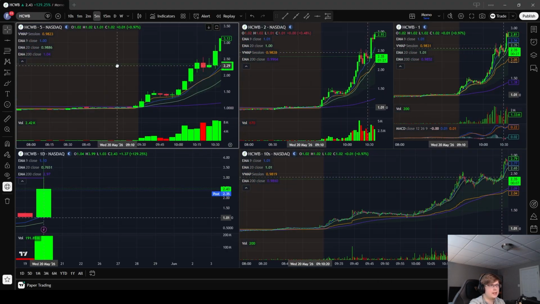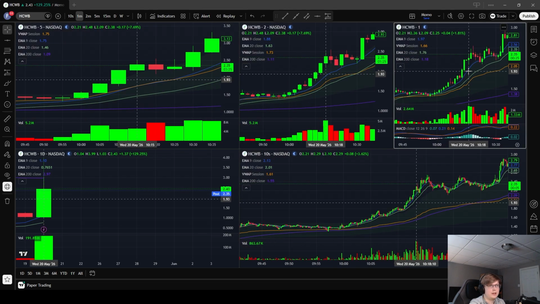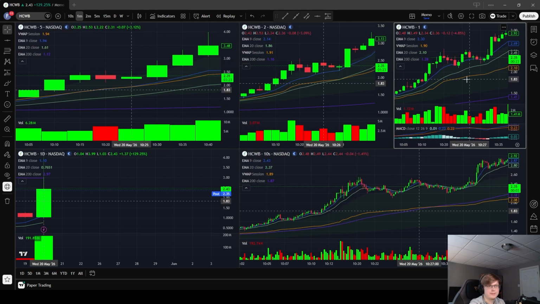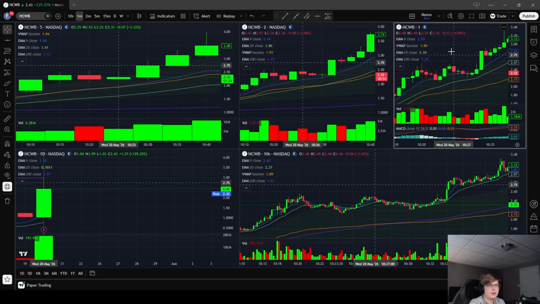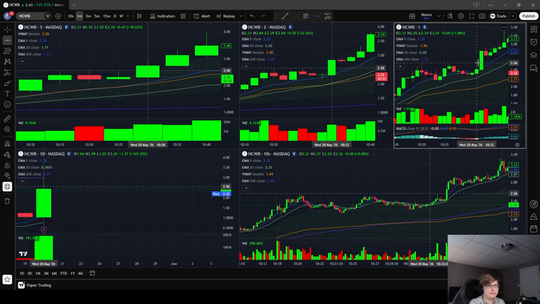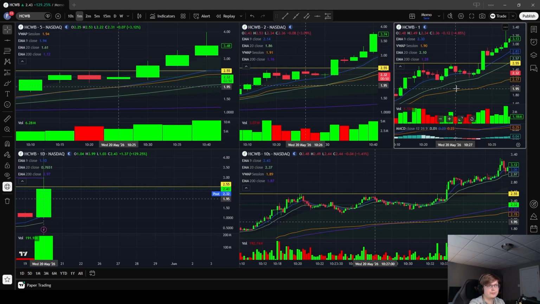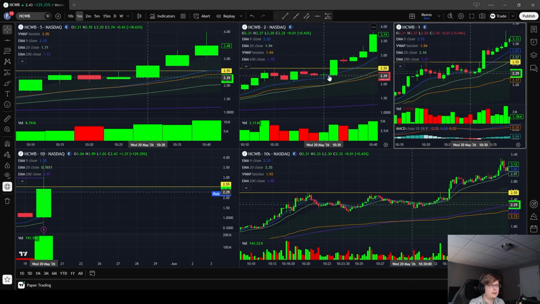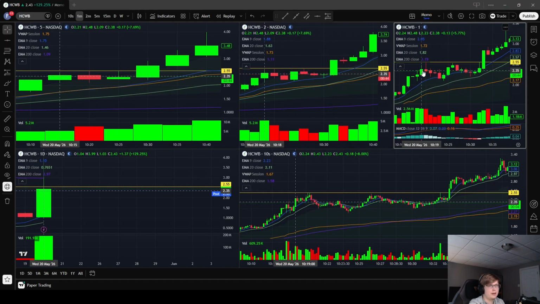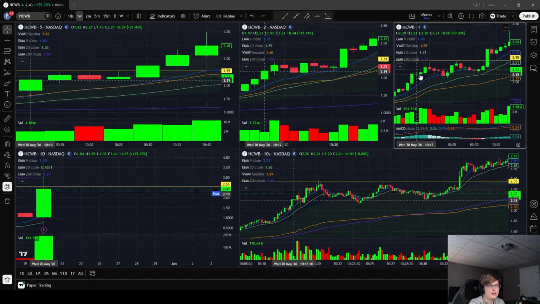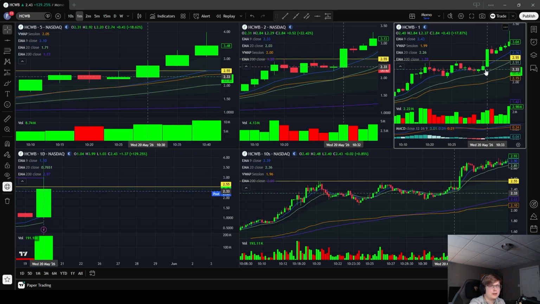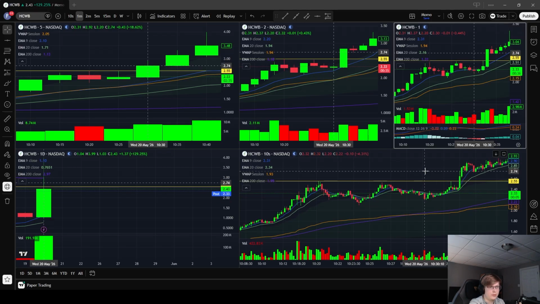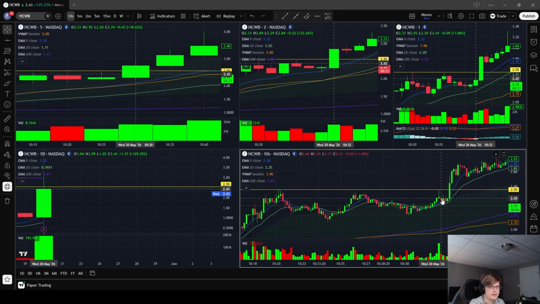So let's take an example from HCWB at regular hours. The 1 minute has a bit of a flat top break here at 2.55, right? So the 1 minute and the 2 minute kind of formed a bit of an ABCD pattern here, bouncing off of the 9 EMA. So right here, I might have been looking at the ABCD pattern, and as we're forming a bit of a cup and handle on the 10-second here for the breakthrough of 2.55.